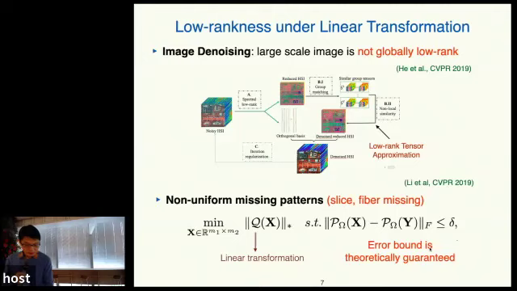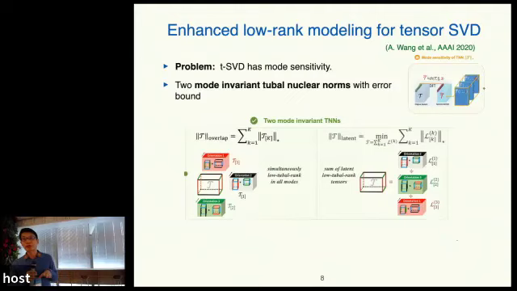For tensors, one special case of linear transformation, like in the previous slides, is the Fourier transform. That means our data is not low rank in the original data space, but low rank in the frequency domain. This t-SVD is a typical method using such an idea. But under the t-SVD, we further define two different definitions of nuclear norm.